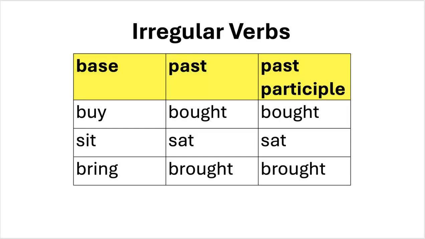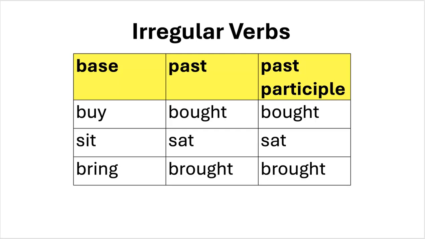For irregular verbs, the past tense doesn't follow the usual format of adding ed. Instead, there's a different form, a completely different word for the past tense. However, with these irregular verbs, the past participle is the same as the past tense. Buy becomes bought and bought, sit becomes sat and sat, bring becomes brought and brought.